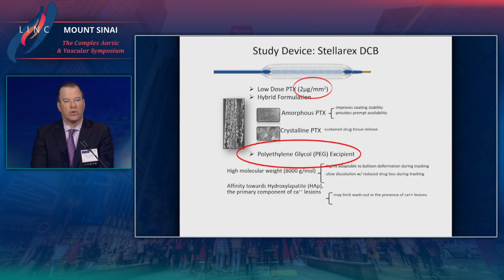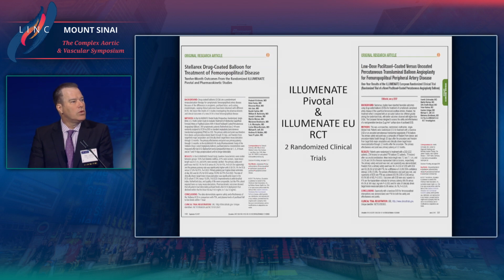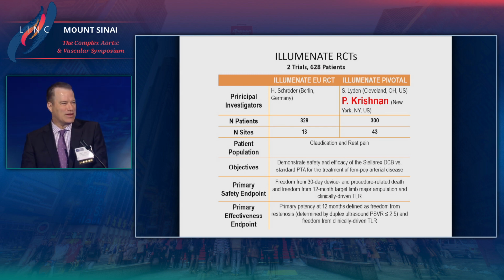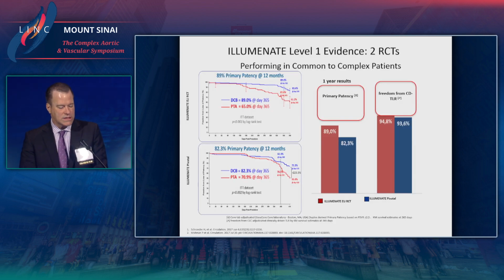Finally, StellarX has recently reported their results both in their European trial and in the pivotal trial here in the United States, using polyethylene glycol as their excipient and paclitaxel at that 2 microgram concentration. 2 papers have been published reporting the results of both the European and the American trials, and you'll see that our host for today's session, Dr. Krishnan, was the principal investigator, so I wouldn't think to lecture him on the results of his own trial, but they were quite successful. This depicts both the pivotal trial on the lower panel and the European trial on the upper panel, both showing sustained benefits in primary patency, and similar results in the 2 trials are reported.